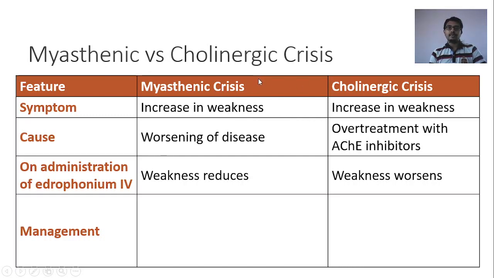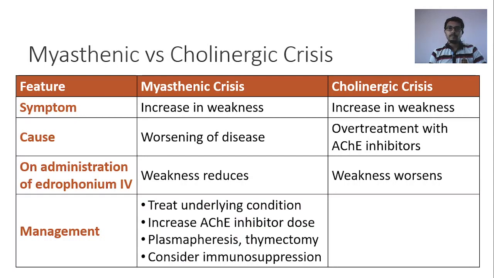Generally, myasthenic crisis develops because of some underlying condition. So if the patient is having myasthenic crisis, you have to identify the underlying condition. Generally, it will be an infection or something. You have to manage that underlying condition. If there is no underlying condition, the crisis might be because of an inadequate or lower dose of acetylcholinesterase inhibitor. So you need to increase the dose of neostigmine or pyridostigmine. If it is not manageable with that, you have to consider other forms of therapy, including plasmapheresis, thymectomy, and immunosuppression. That is for myasthenic crisis.